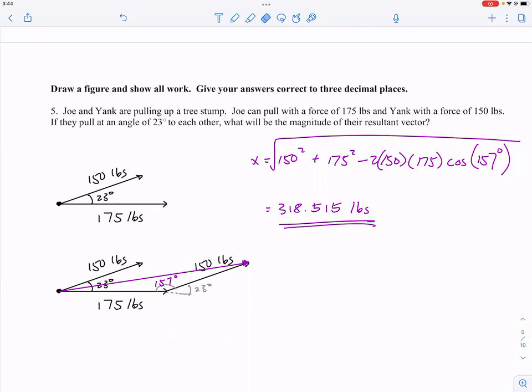So make sure that you draw the right diagram and understand that when we talk about the resultant vector, the vectors must be connected from head to tail.